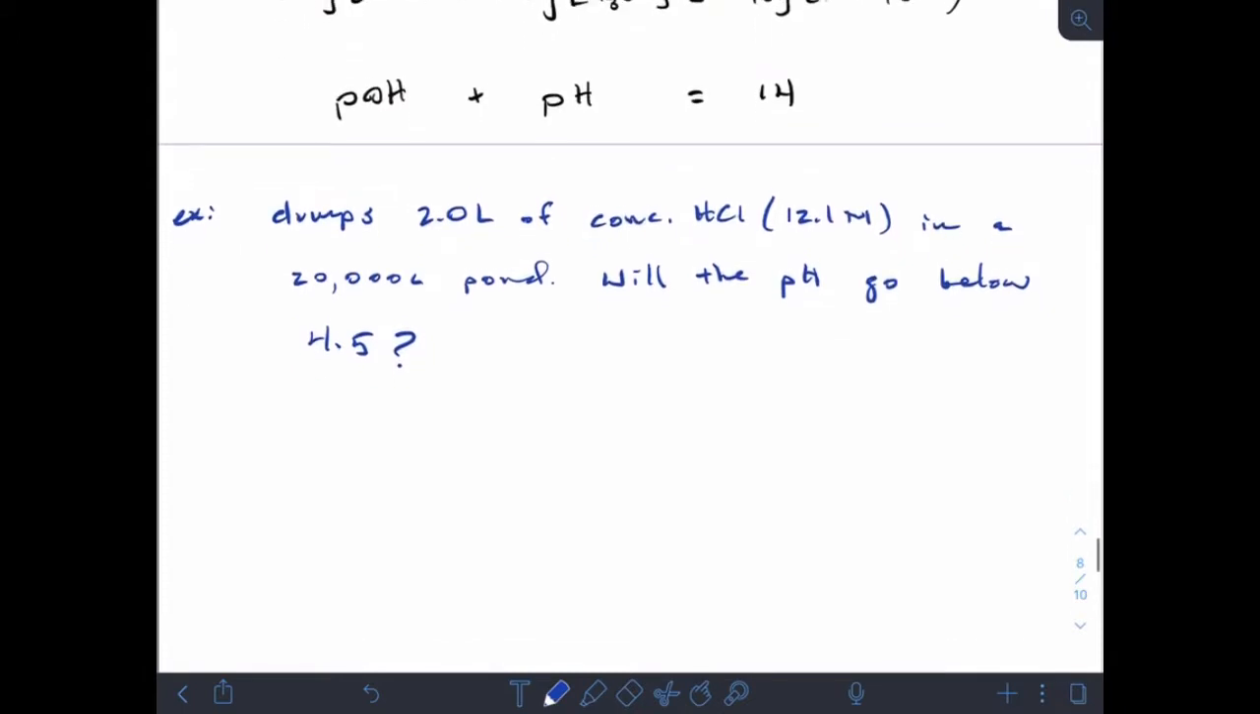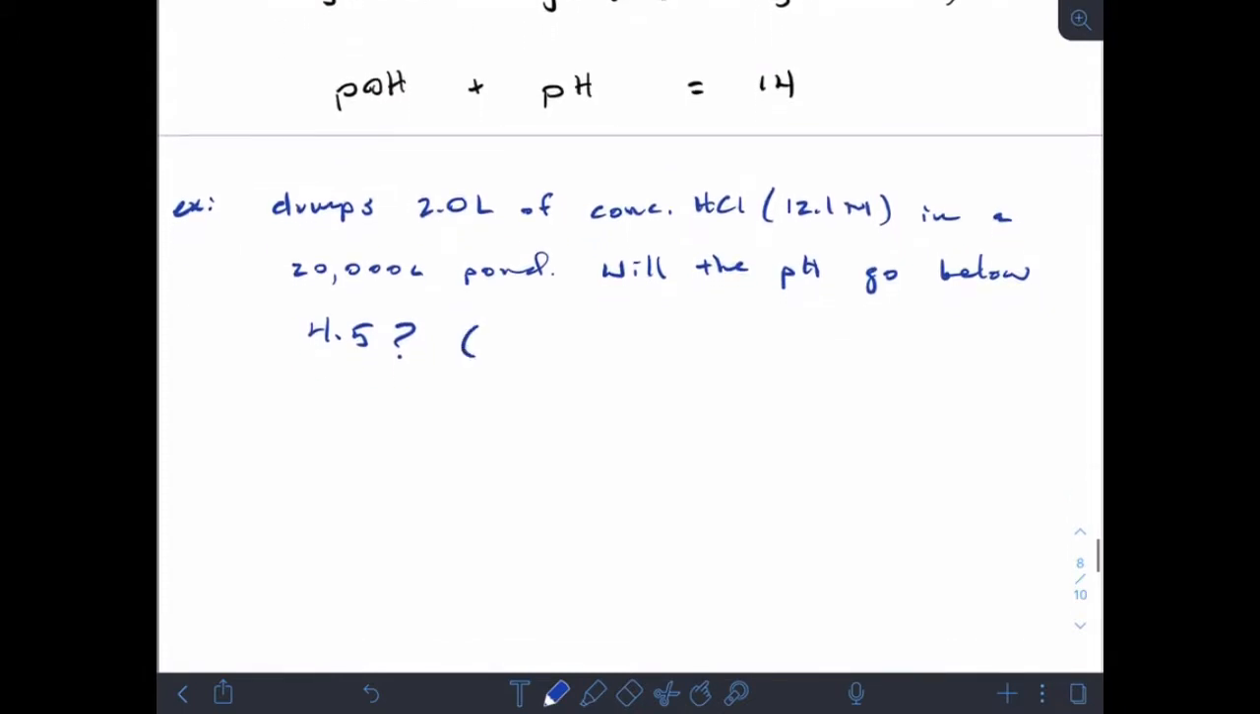All right, 4.5 is where fish die. That's the lower limit to a livable environment for aquatic life.